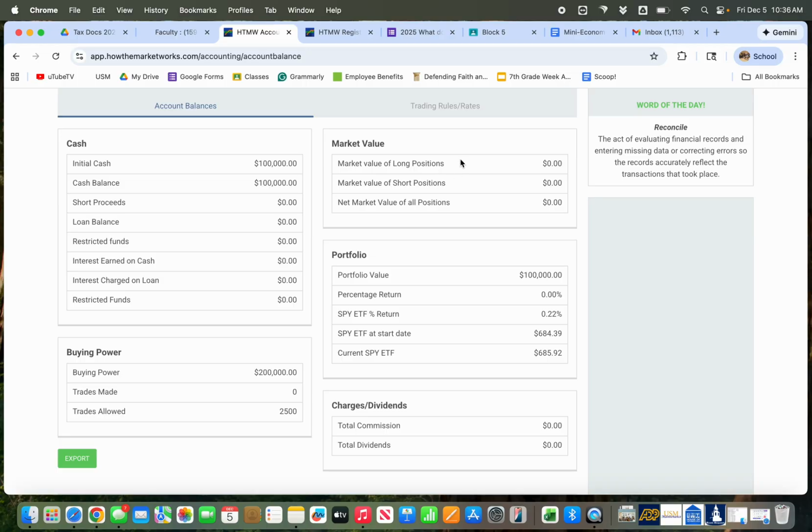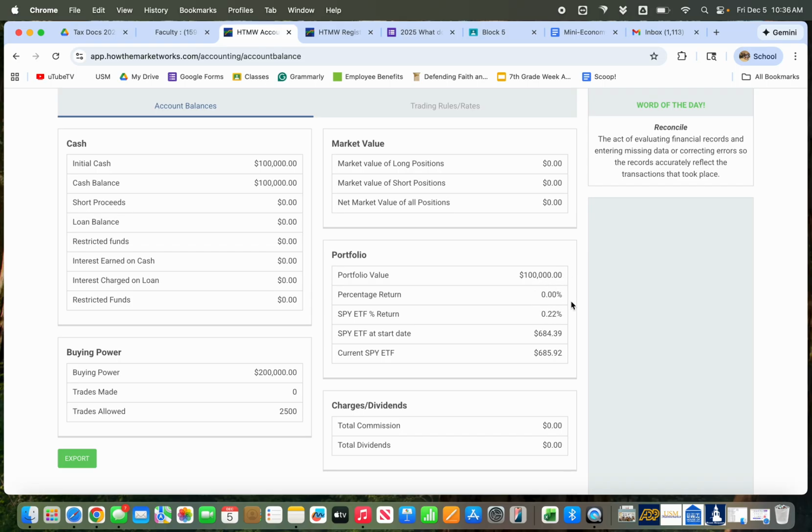The market value of your long positions is the value of all the stocks you've bought. And the market value of short positions are companies that you've sold short. That's a lesson that we're going to have next week or within the next 2 weeks. Okay? Right here is how you're ranked. Whatever your portfolio value is, that is how you are ranked against everybody else. And I'll show you the rankings in a minute.